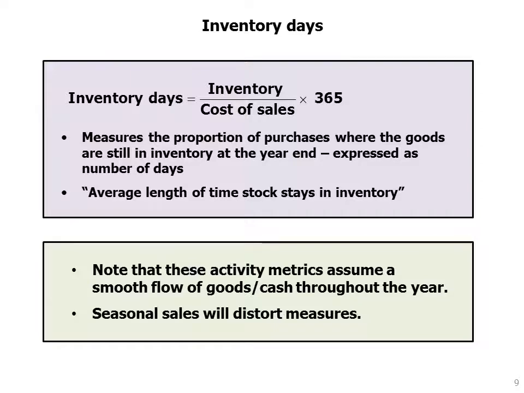Now, all of these three activity metrics assume a smooth flow of goods and cash throughout the year. We could use average balances, but for the sake of this course, I'm going to keep it simple and just use year-end balances. But seasonal sales will distort these measures for firms which have a seasonal nature.